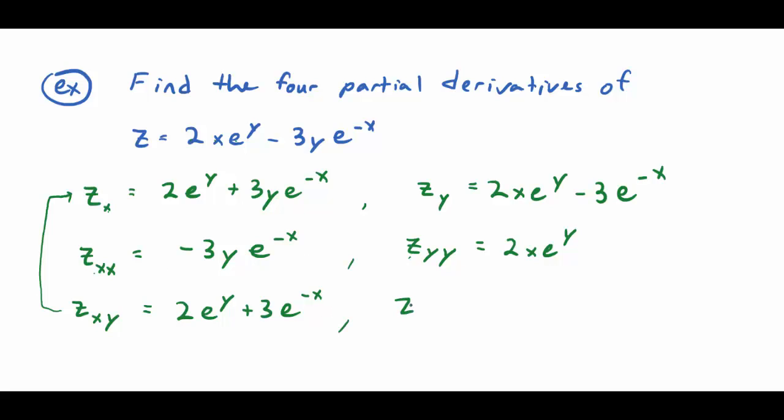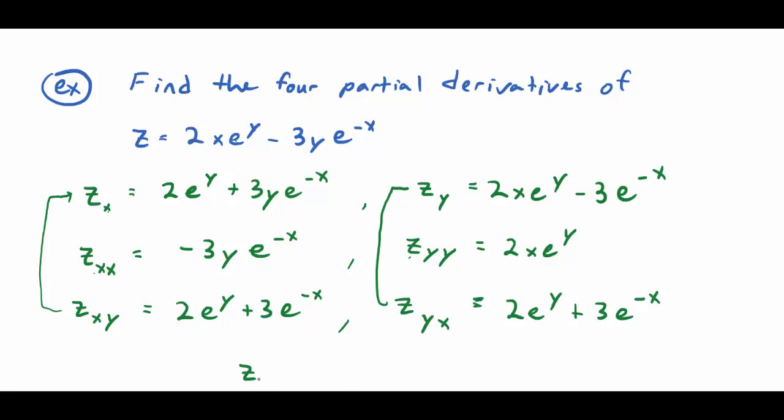But now let's take z sub yx and see what we get. So we have to go back and look at the first one, right? And take the derivative of z sub y with respect to x now. That's what the notation means. And what do you get? Okay, take the derivative of the first term with respect to x. Everything else is a constant, so you just get 2e to the y. Take the derivative of the second one with respect to x. You get plus 3e to the negative x, don't you?